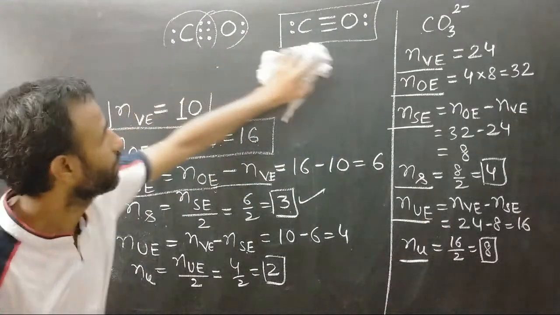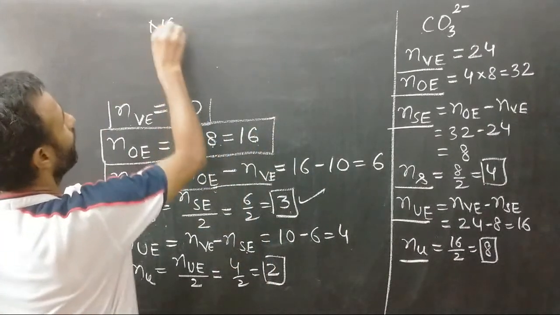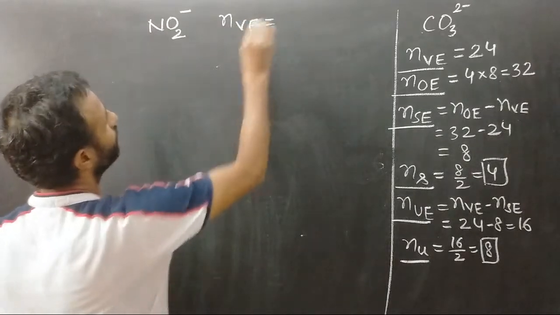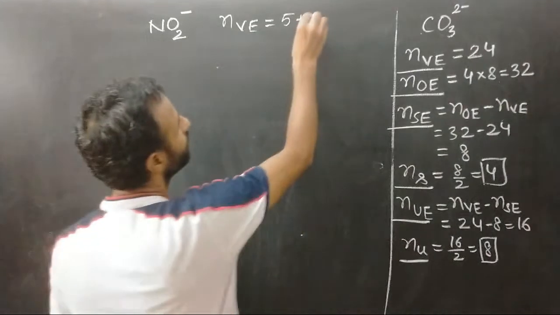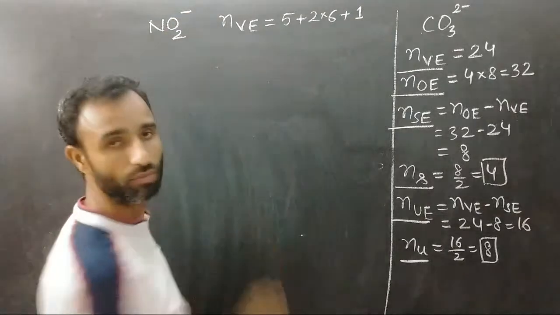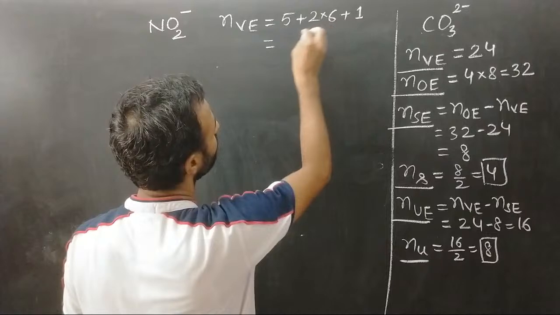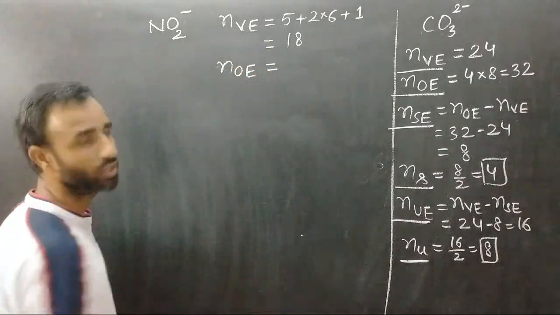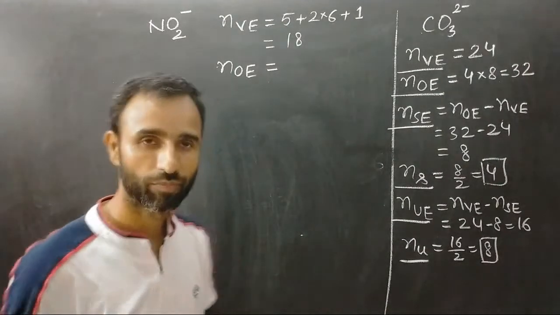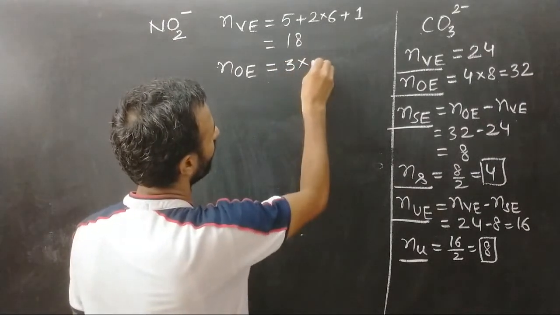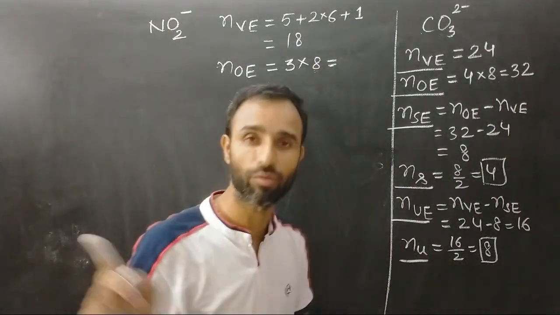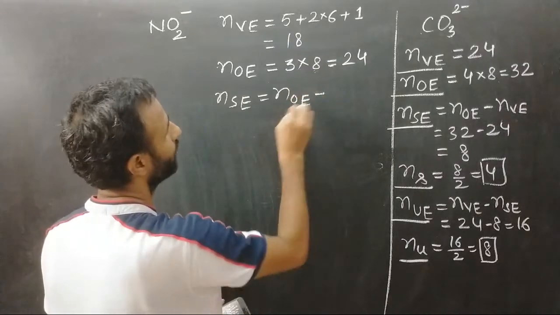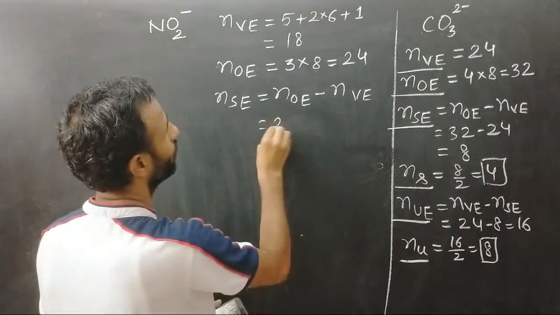So one with each atom, and we get this type of structure. Now let us apply it for NO2 negative. Calculate for NO2 negative by applying the same formula. Valence electrons: 5 from nitrogen, 6 from each oxygen, and plus 1 for the negative charge. So total 18 valence electrons. Now electrons required to complete the octet of each atom. How many atoms are there? 2 oxygen and 1 nitrogen, 3. And to complete octet means 8 electrons in each atom, so total 24.